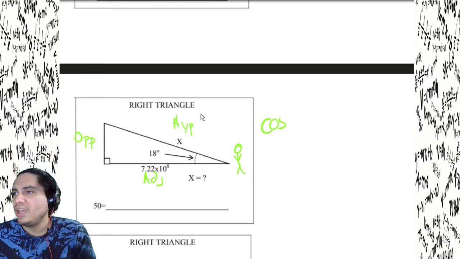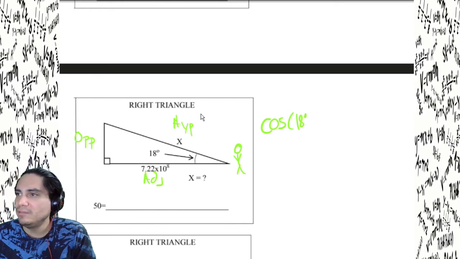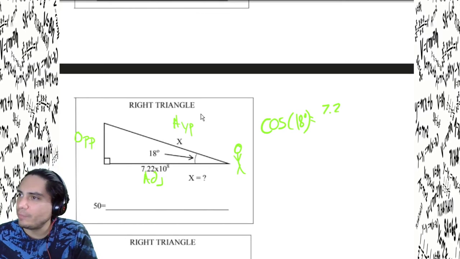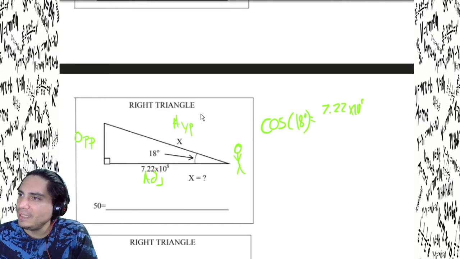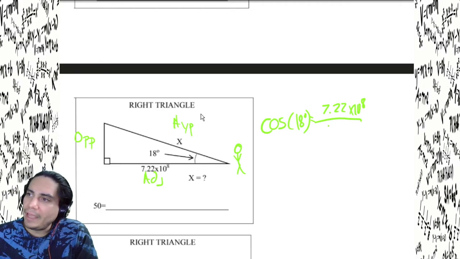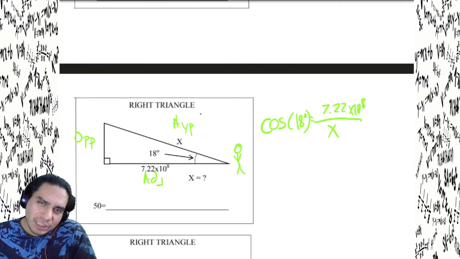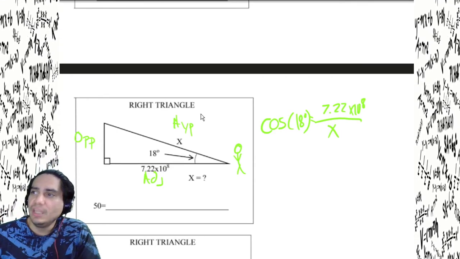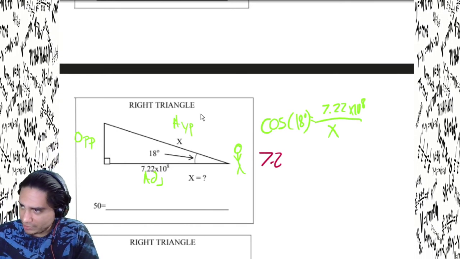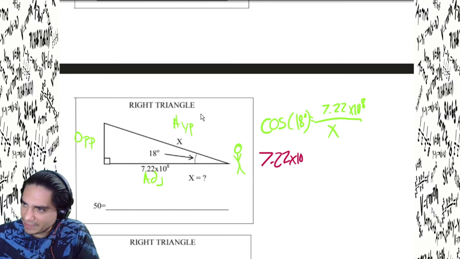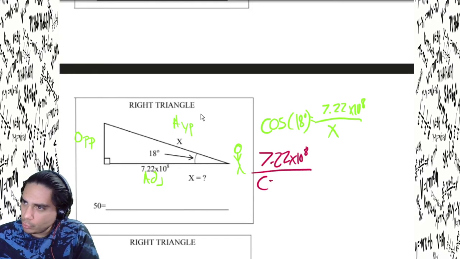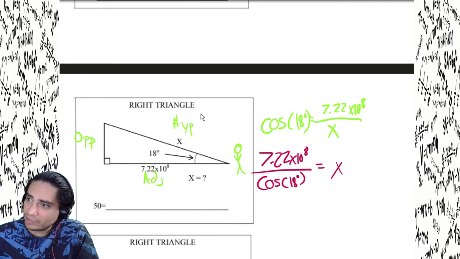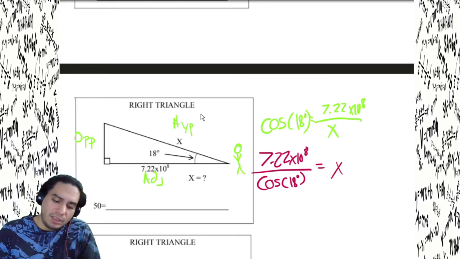We have the cosine of 18 degrees equal to our adjacent, which is 7.22 times 10 to the 8th over x. So really, we have to rewrite this, and we notice that it's going to turn into 7.22 times 10 to the 8th over cosine of 18 degrees, and that is going to give us our answer for x. So let's go ahead and type it in.